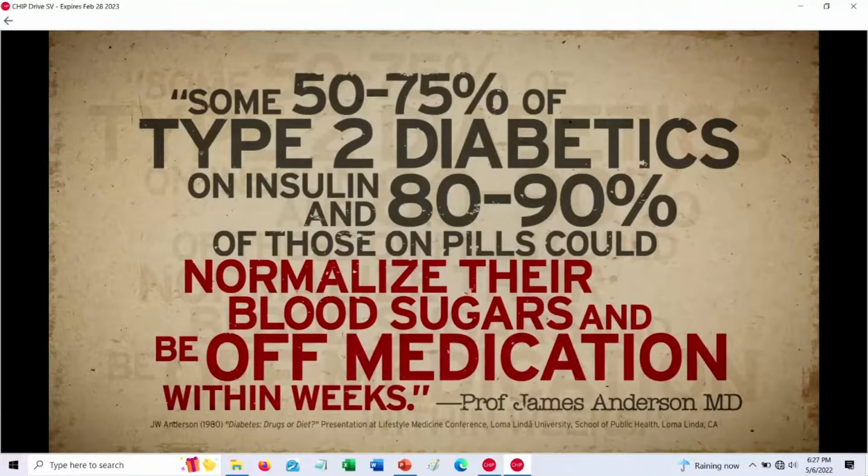Based on his extensive work then, with using high fiber and simple whole food diets in the treatment of type 2 diabetics, he summarized his presentation at the annual Public Health Convention at Lehman University, California, by stating, with great confidence, he said, 50 to 75% of diabetics on insulin and 80 to 90% of those on pills could normalize their blood sugars and be off medication within weeks if they changed the diet. A true breakthrough. And here's our last piece of evidence, evidence number 7.